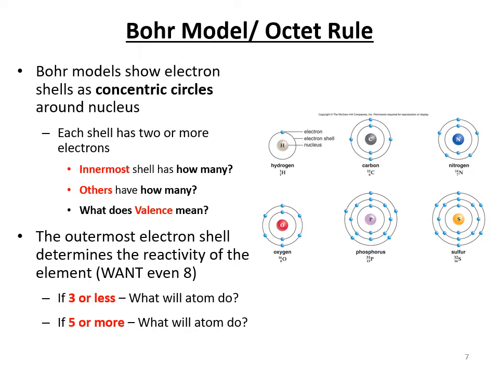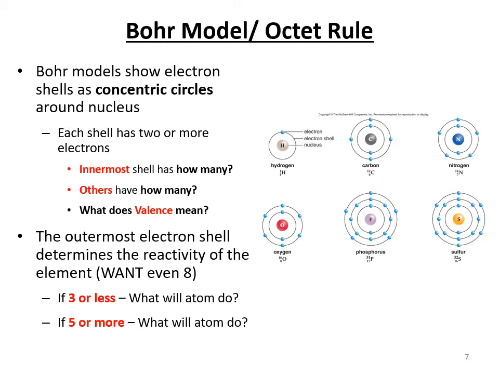So with 3 or fewer, what will an atom do? It will donate. It tends to donate electrons because it's easier to get rid of 3 than to have to find 5, or to get rid of 2 rather than having to try and find 6 electrons. The opposite of that is if an atom has 5 or more valence electrons.